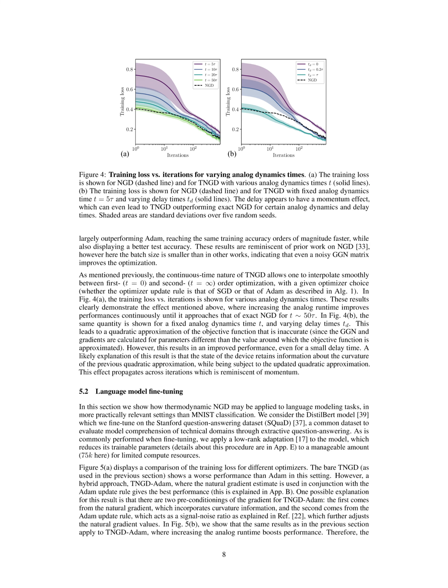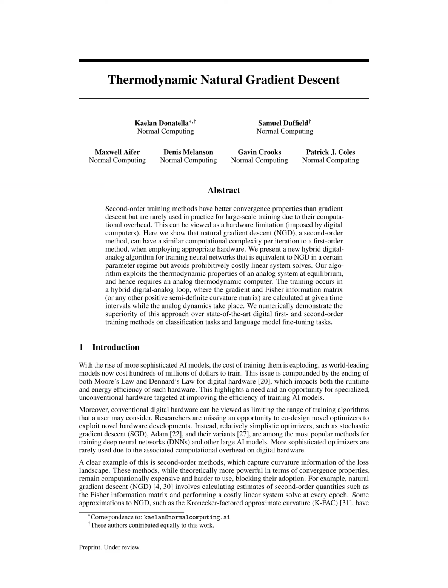In the language model fine-tuning task, the DistilBERT model is fine-tuned on the SQuAD dataset using TNGD and a hybrid approach called TNGD-ADAM. The training loss for different optimizers is compared, showing that TNGD-ADAM gives the best performance. Additionally, the impact of varying analog runtime and delay times on the performance of TNGD is explored in both tasks. These experiments demonstrate the effectiveness of TNGD in improving optimization performance and show its potential for practical applications in machine learning tasks.